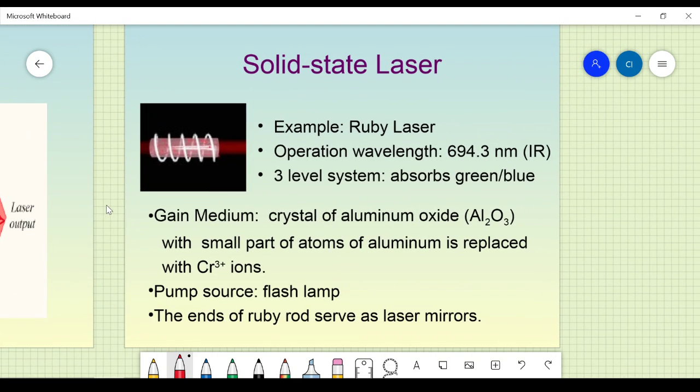In the solid state laser, you have an example of the ruby laser. Operation wavelength is 694 nm in the IR region. You have to mention this. It is a three level system that absorbs green and blue. Gain medium is aluminium trioxide.